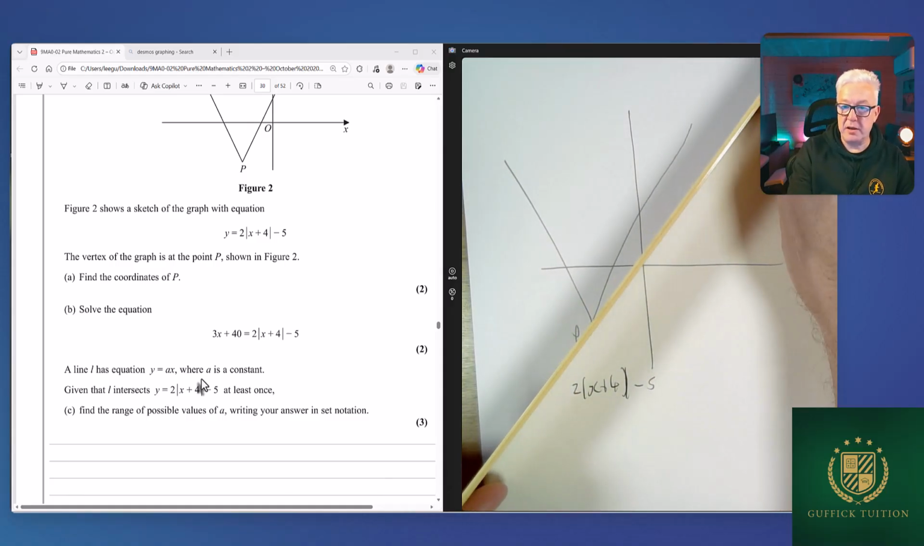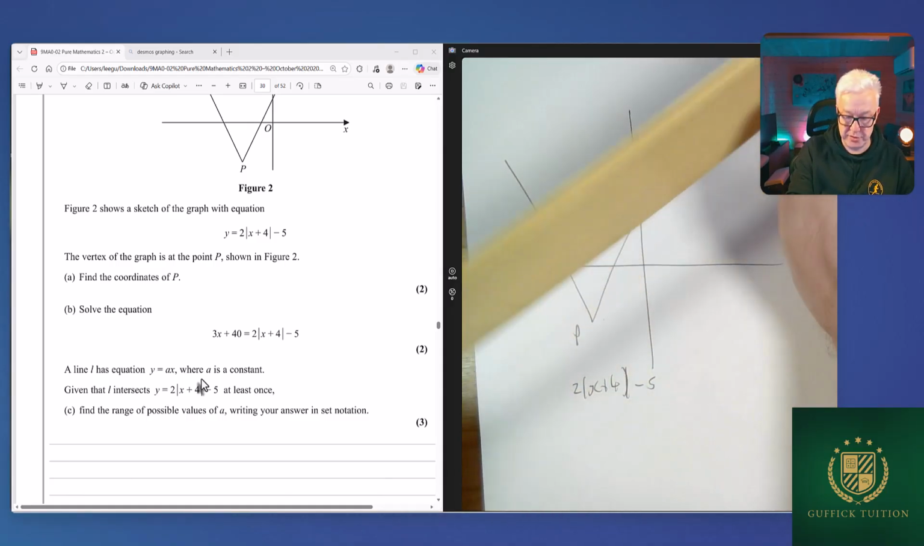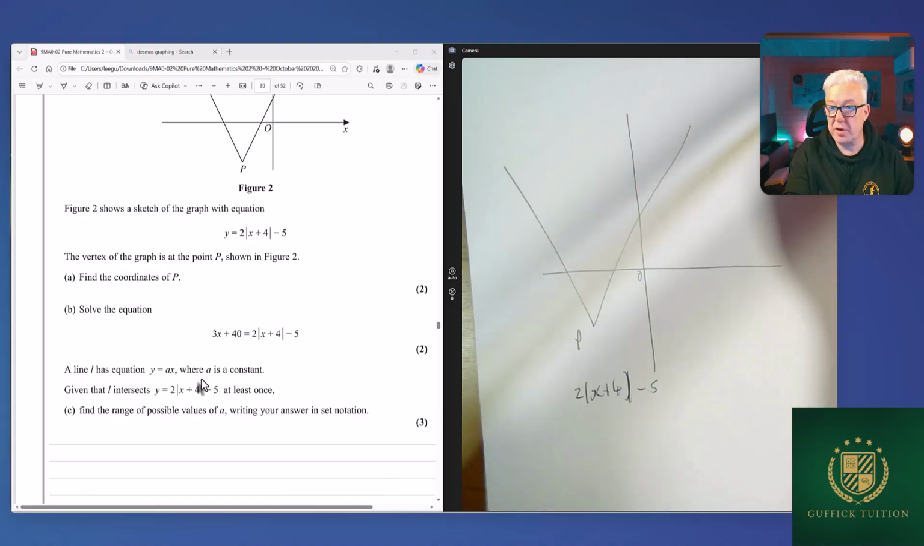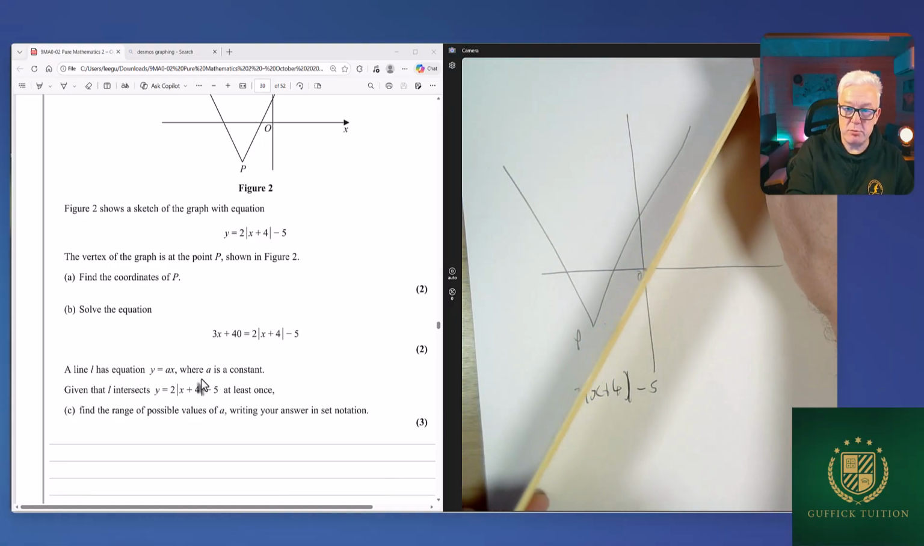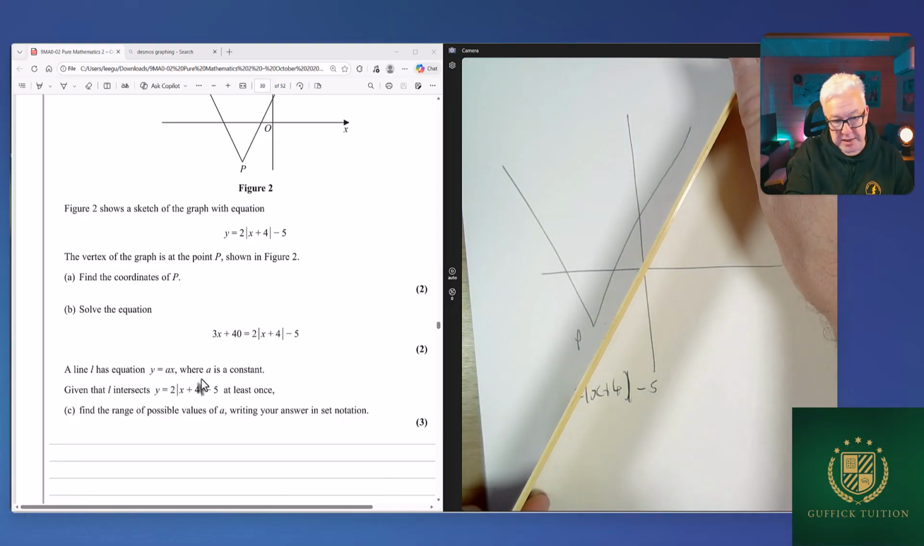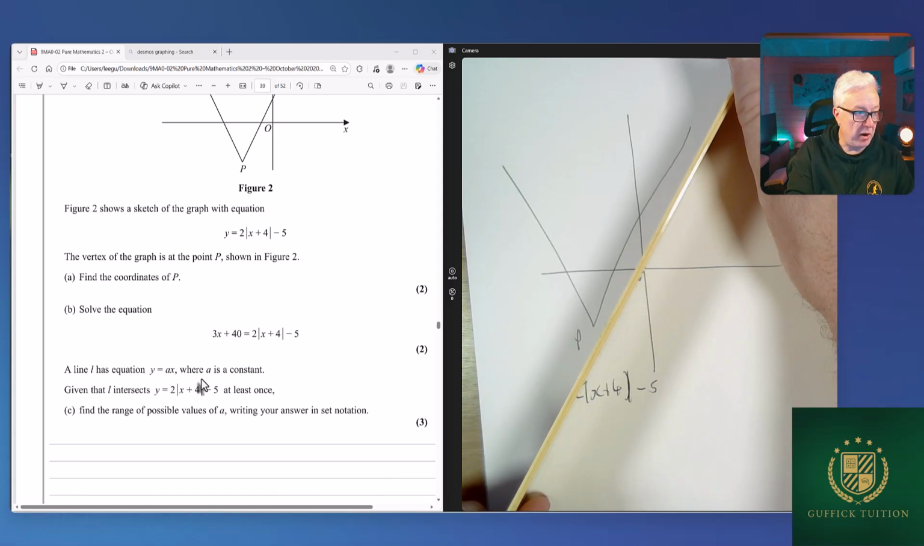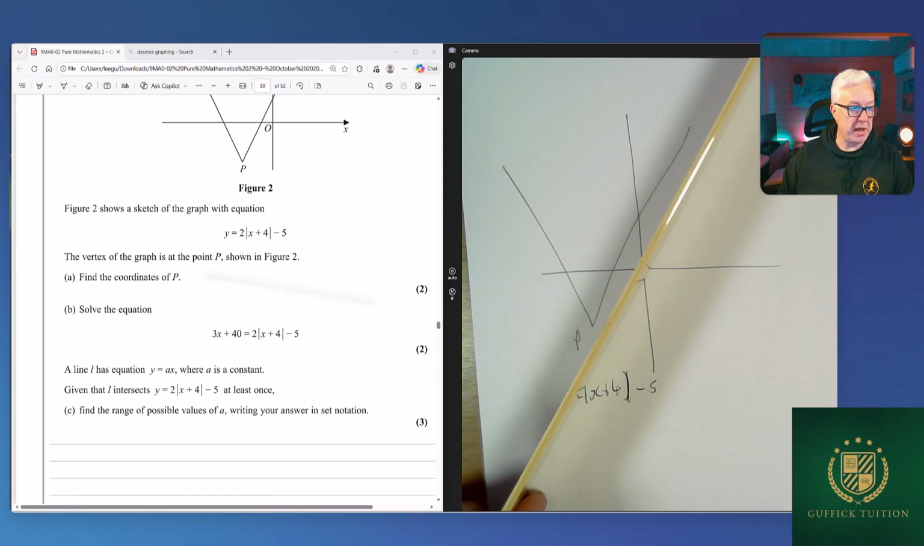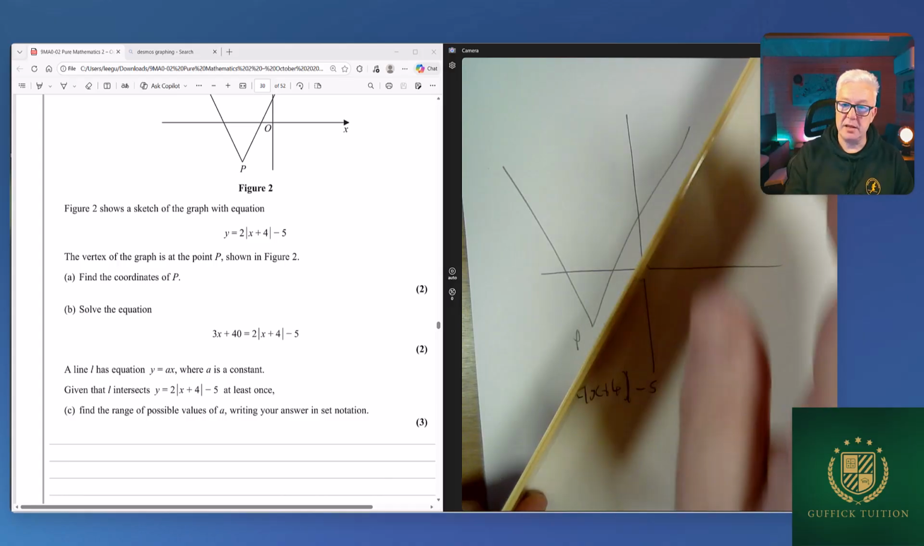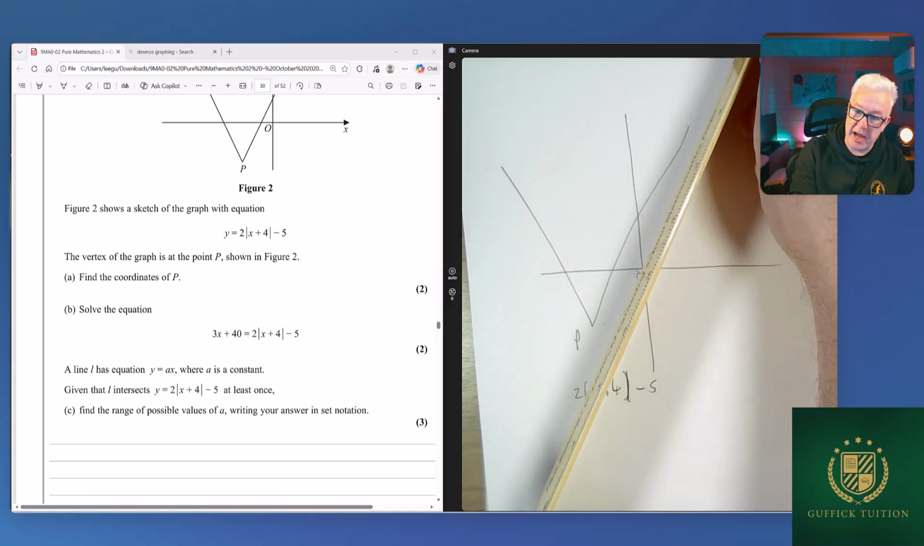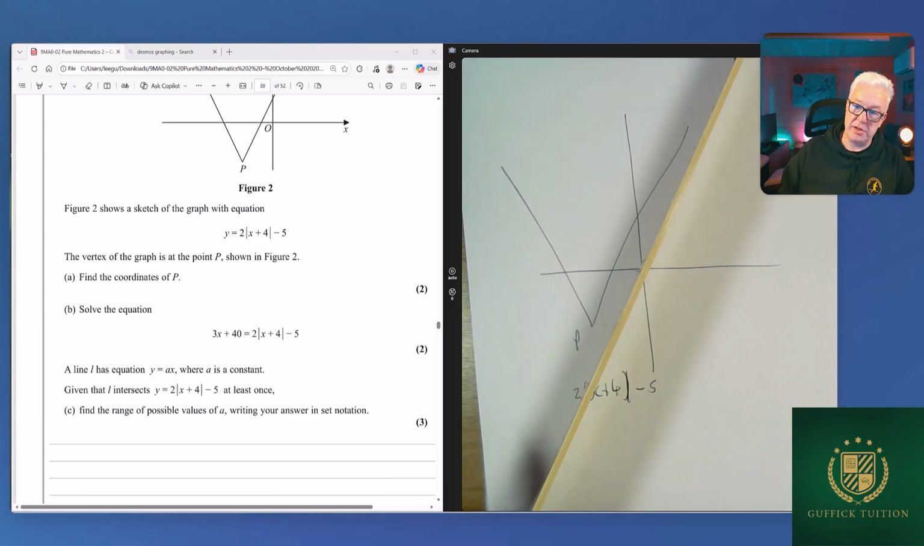So we've got a line y equals ax like this that goes through the origin, okay, that's going to have various gradients. Okay, so let's imagine now, it says it intersects at least once. So there's our line y equals ax. Now the first thing to do is let's just imagine that this line is parallel here to the other line going there. It is not going to intersect at all if that line's parallel.